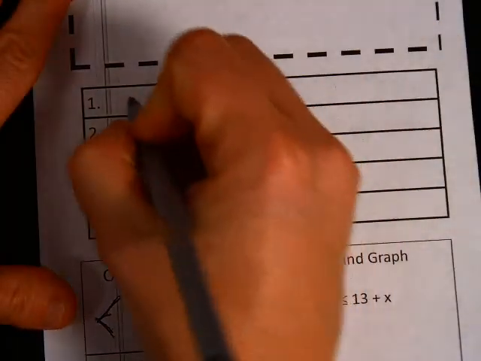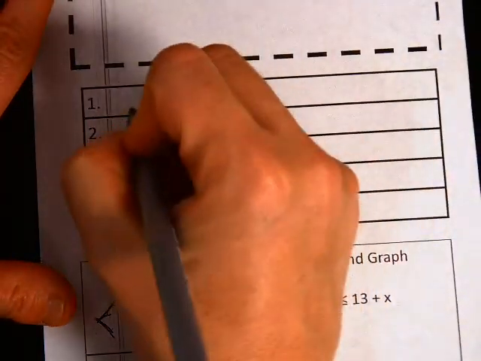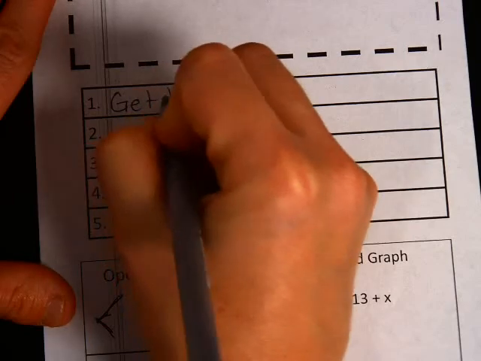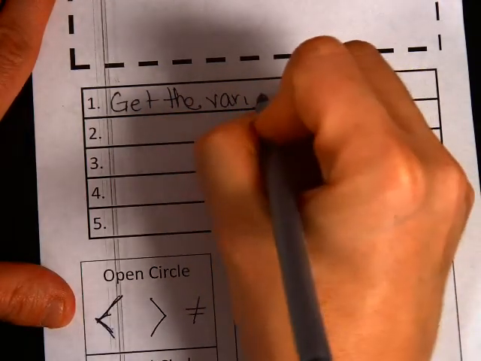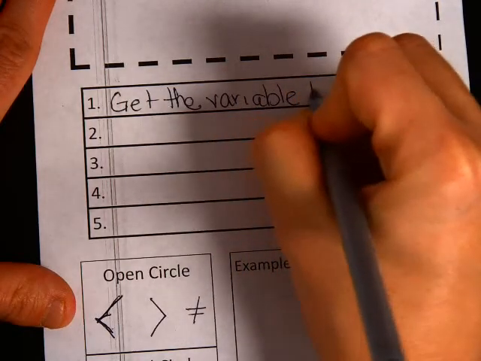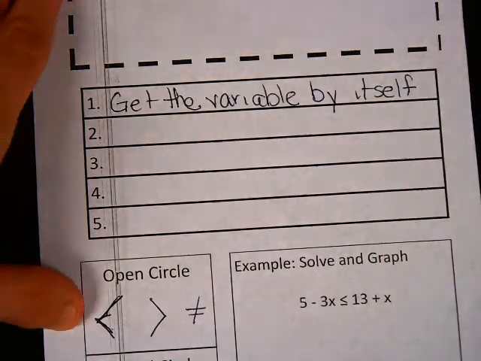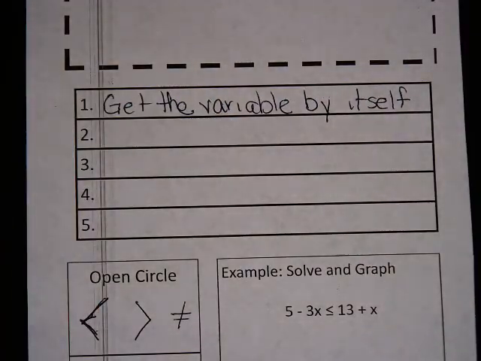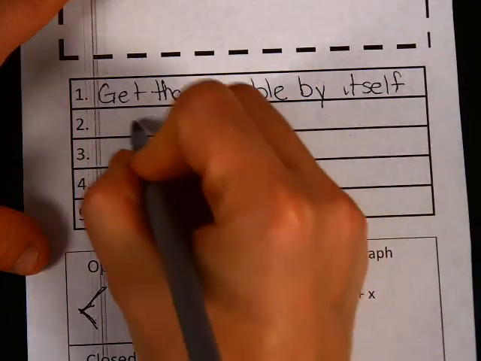Okay, the whole first step, the whole goal, is to get the princess by herself, or get the variable by itself. We just want the letter by itself. That's the whole goal. We know this. This is not a shock to us. Okay? Then, this is the part where inequalities come in, where it's a little bit trickier.